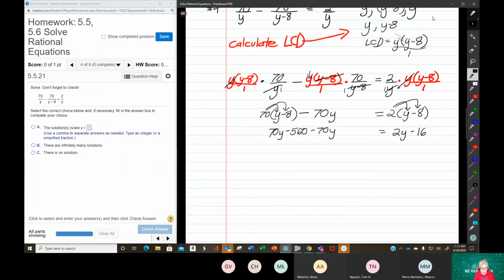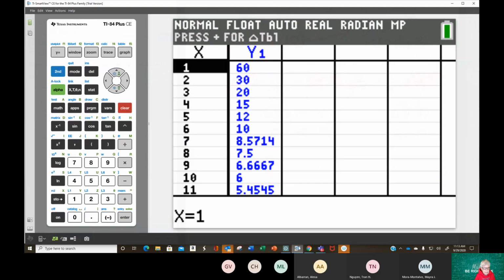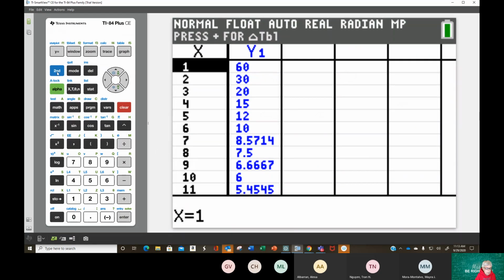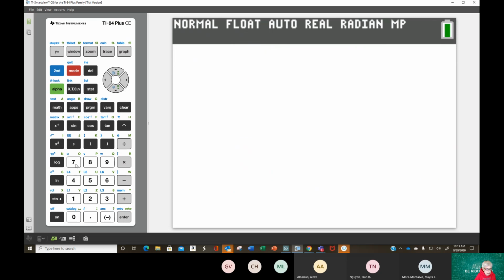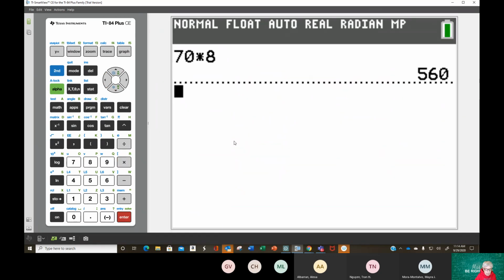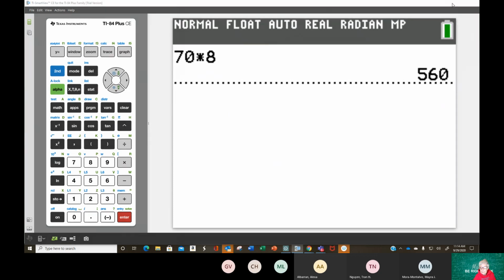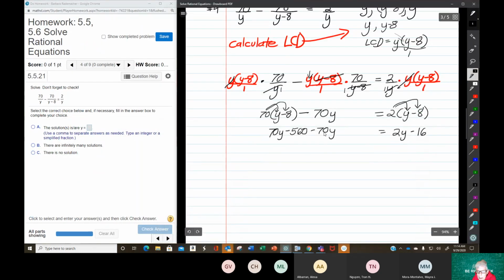And I'm going to get my calculator and double check. What have I got? 70 times 8. I just want to make sure. Yep, okay. All right, so 70y minus 70y, these guys are going to zero out, leaving me with -560 on the left, and on the right I'll have 2y minus 16.